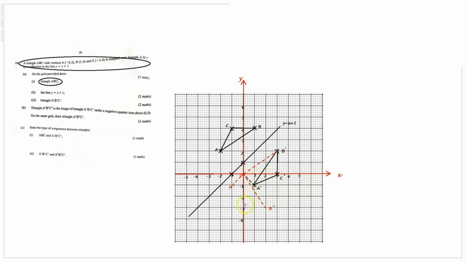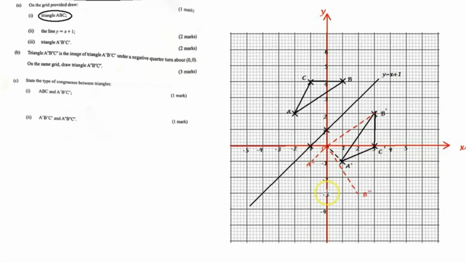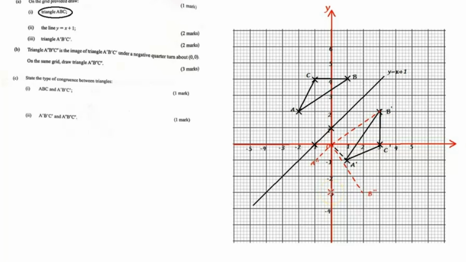Then C will be mapped by measuring 90 degrees in the negative direction. So that will be at this particular point. So that's where C will be, that is C double prime. And therefore, we are going to join those points. So let us join the points A to B, then B prime to C prime, and then C double prime to A.